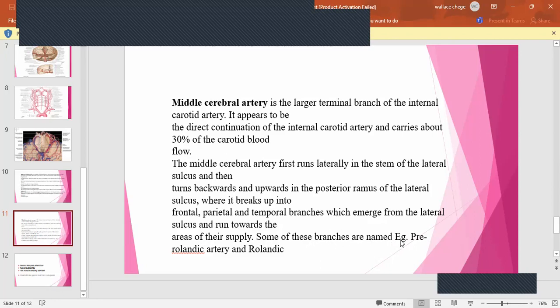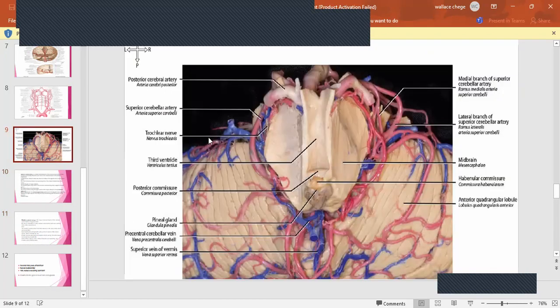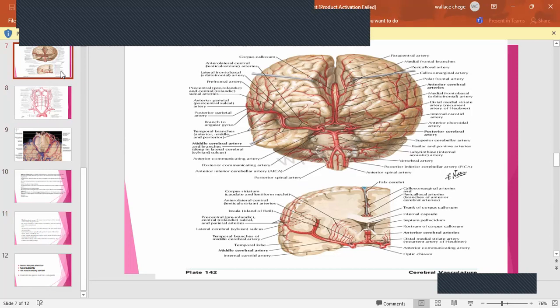Some of these branches are usually named. We have such as the pre-rolandic artery, rolandic artery. We also have an orbitofrontal artery. So that is the course of the middle cerebral artery. I hope you have understood. So let me show you the middle cerebral. This is the middle cerebral artery. You can see it is running in the lateral sulcus, the sylvian fissure, that is.